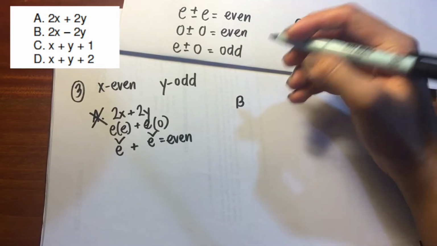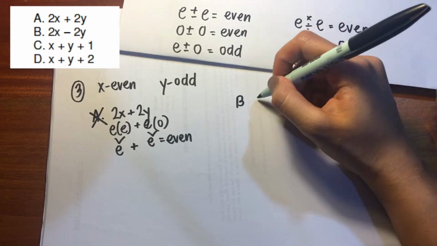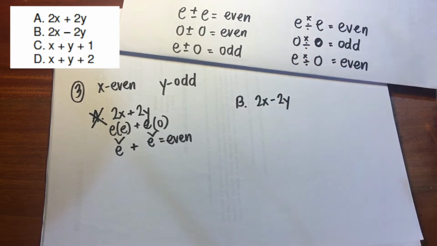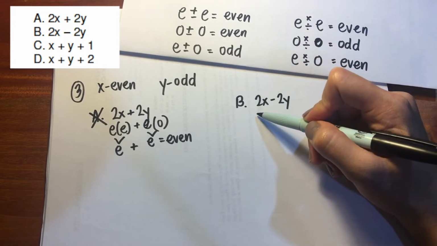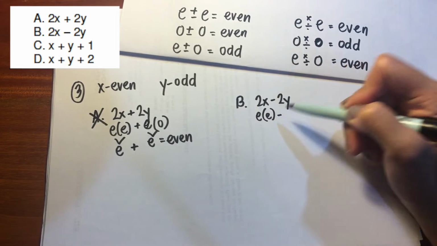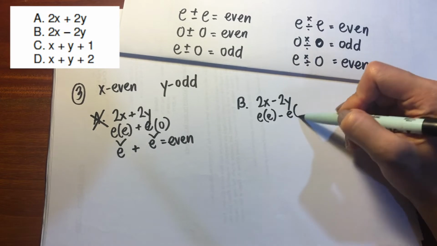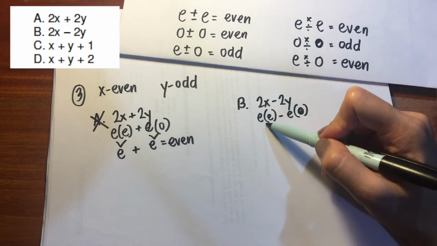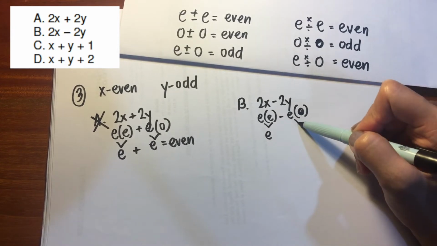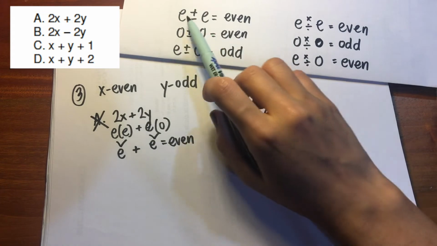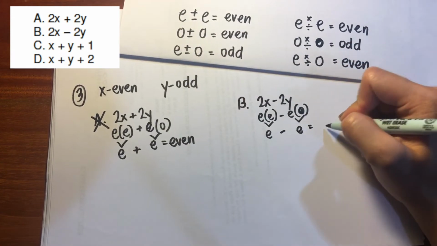Letter B, 2x minus 2y. 2 is an even number, x is an even number, minus an even number times an odd number. This will yield an even number, and this one will yield an even number. So an even number minus an even number will result in an even number.